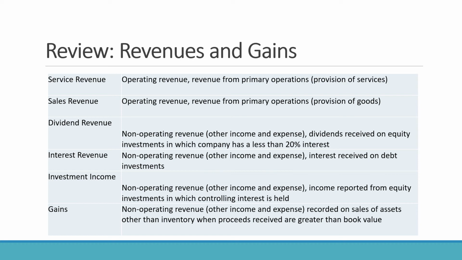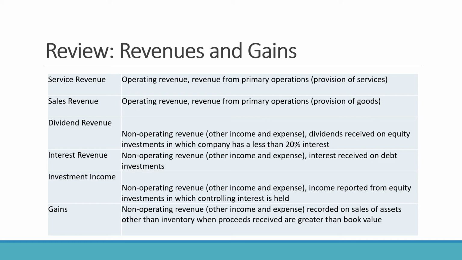If a company has an investment in the stock of another company, they might receive dividends and report dividend revenue. They're only going to report dividend revenue if they have a less than 20% interest. If they have a more than 20% interest, they're going to be using the equity method, and they will report investment income instead. If they have debt investments rather than equity investments, they might be earning interest revenue.